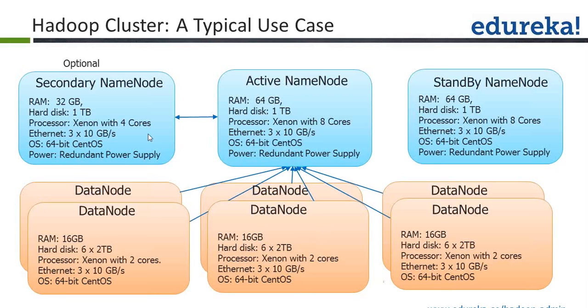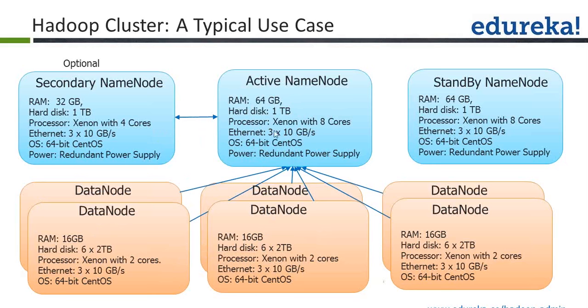So what is the essence of 3 hard disks for data nodes, and why multiple NIC cards on data nodes and not name nodes? So you have 3 NIC cards here, and also 3 NIC cards on the name node. Everything is being written onto your hard disk on the data nodes, where your data resides. But on the name node, whatever metadata you see is being written into RAM. Obviously, it will be written into the disk as well as the RAM.